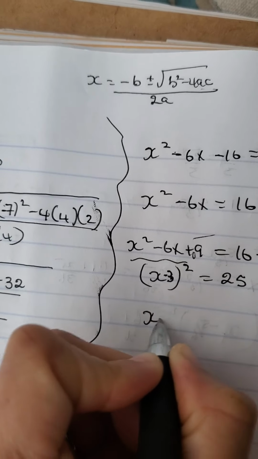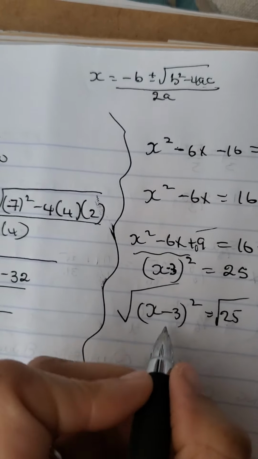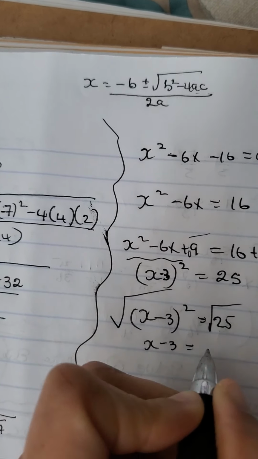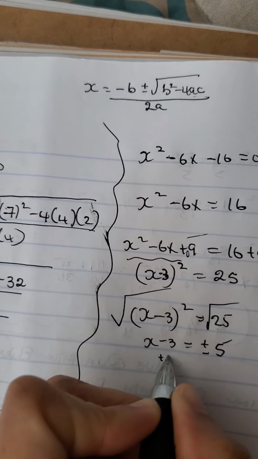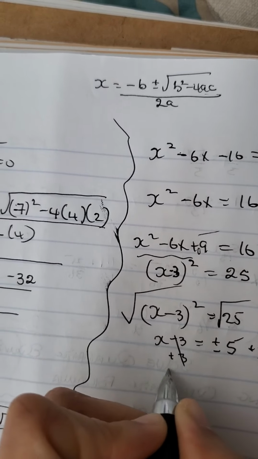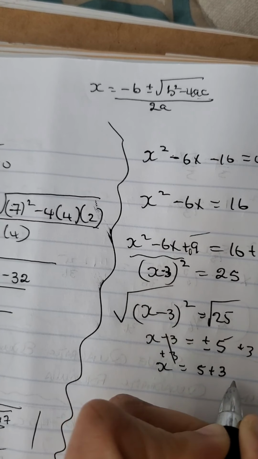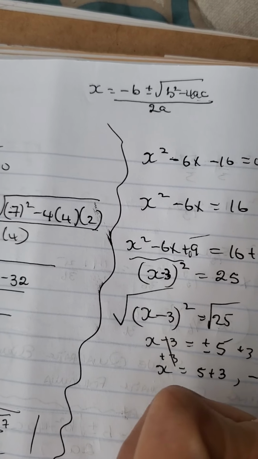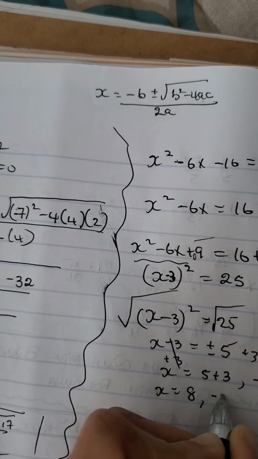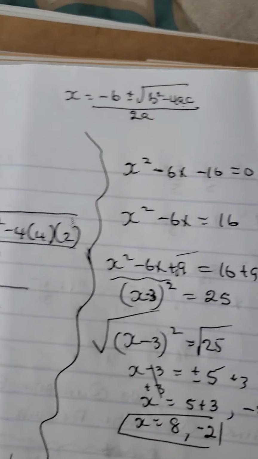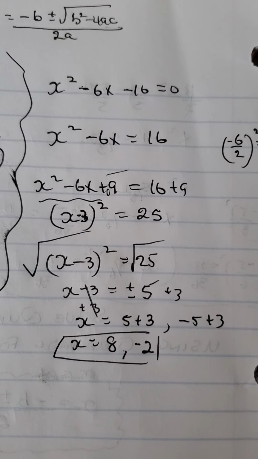Then we're going to find the square root of both sides to solve. x minus 3 is equal to plus or minus 5. So x is actually equal to 5 plus 3, and then we have a minus 5 plus 3. So x is equal to 8 and negative 2. Let's see what happens when we use the quadratic formula. We should get the same results.